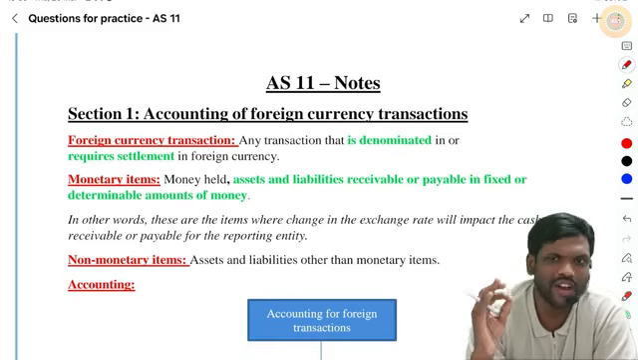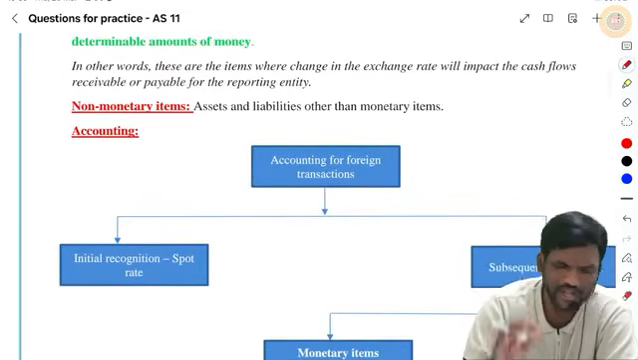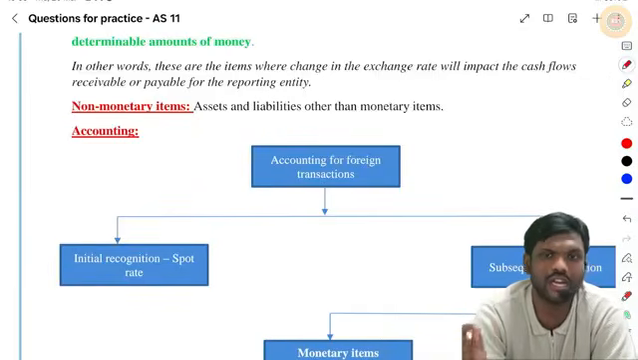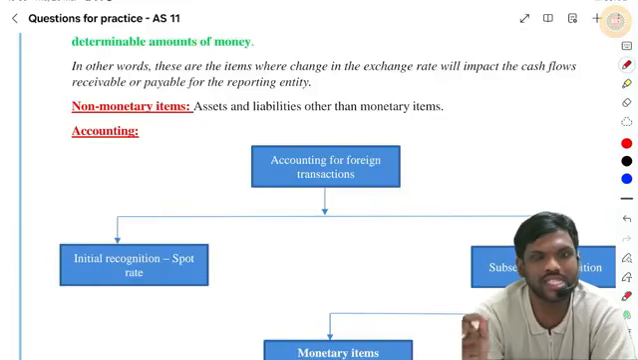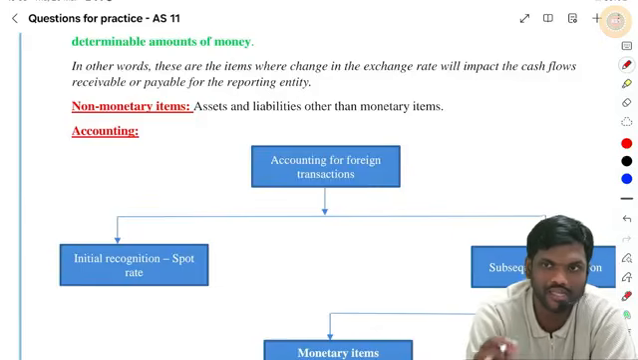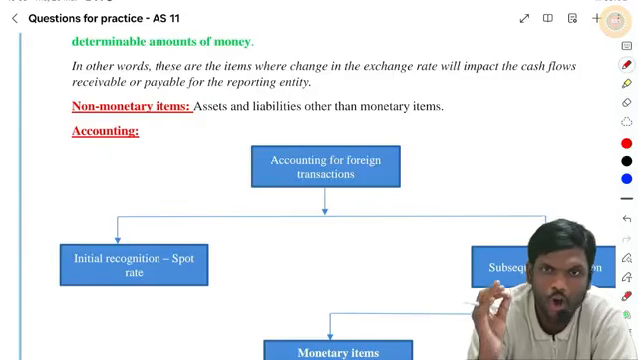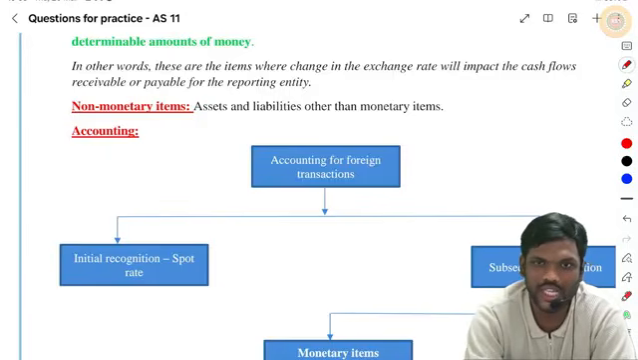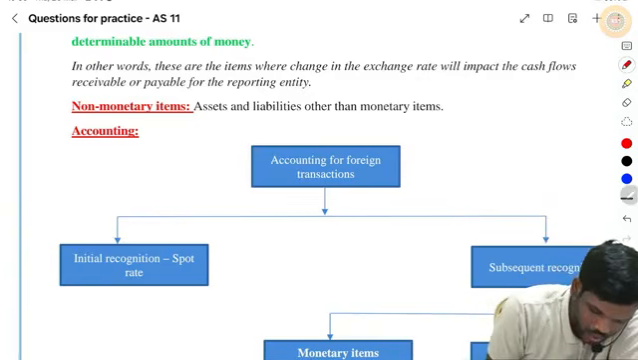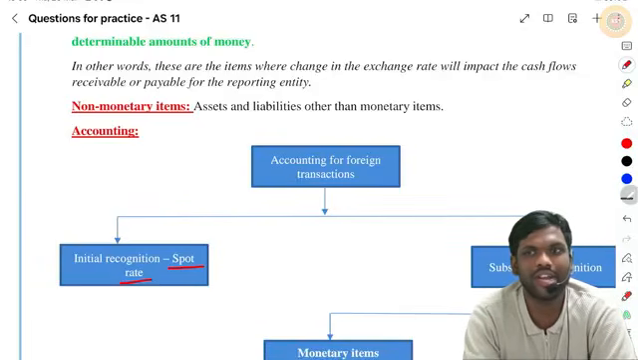So whenever you are entering into a foreign currency transaction, very simple. The initial recognition of that foreign currency transaction, when you are passing the journal entry for the first time in your books of accounts, will be translated into INR from foreign currency by using the exchange rate on the date of transaction. Very simple. On that date, see what the exchange rate is. Using that exchange rate, convert from foreign currency to INR. That's what I have mentioned as spot rate. Spot rate means the exchange rate on the date of transaction.